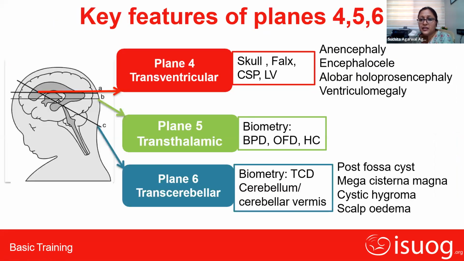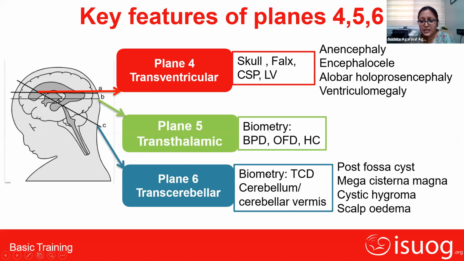So what are the key features? Our mind should know all these three planes. First, the transventricular plane, where we see the skull, the falx, the CSP, and the lateral ventricle. What all can be diagnosed? Anencephaly, encephalocele, alobar holoprosencephaly, ventriculomegaly. Then the transthalamic plane, where we can take the biometry. Biometry can also be taken in the transventricular plane.